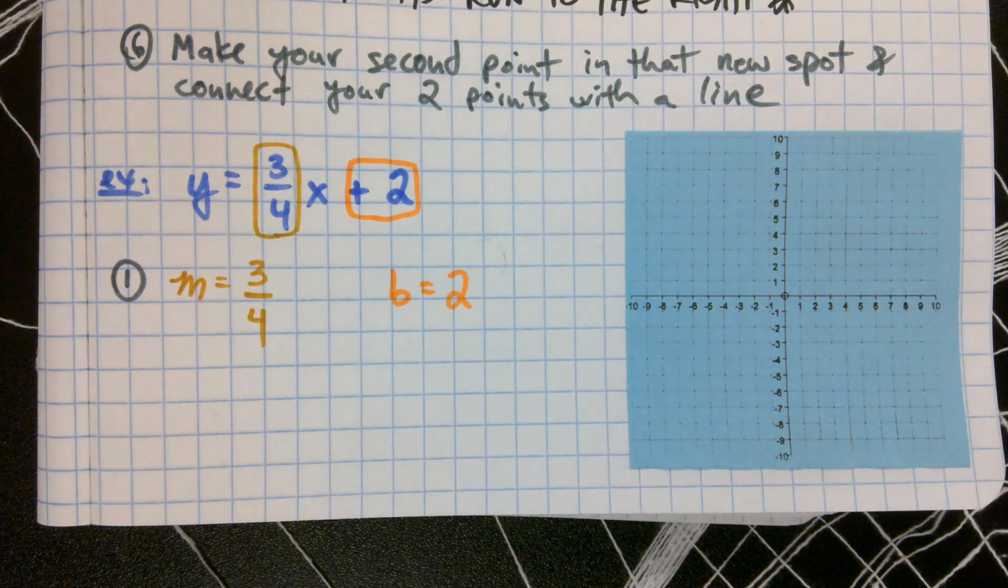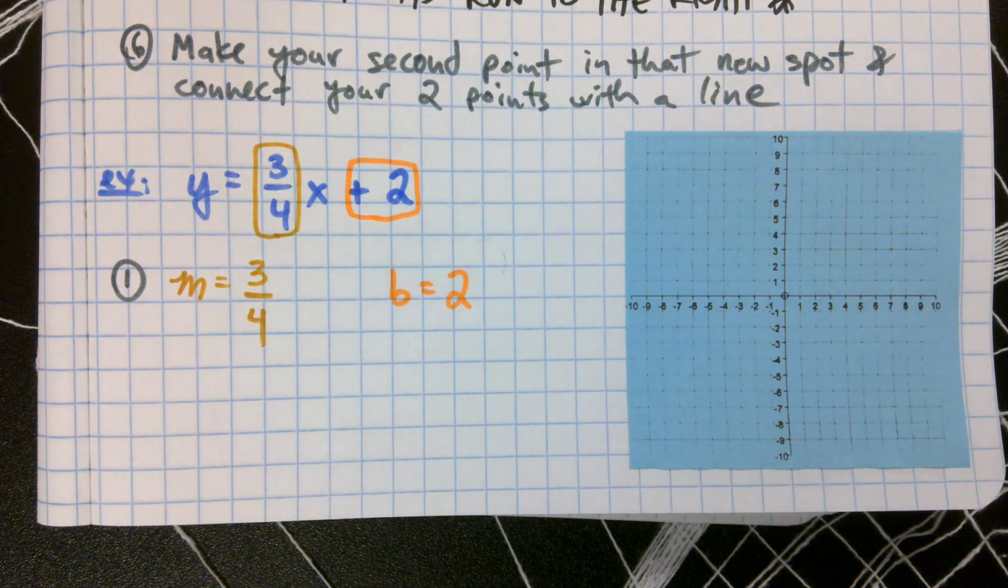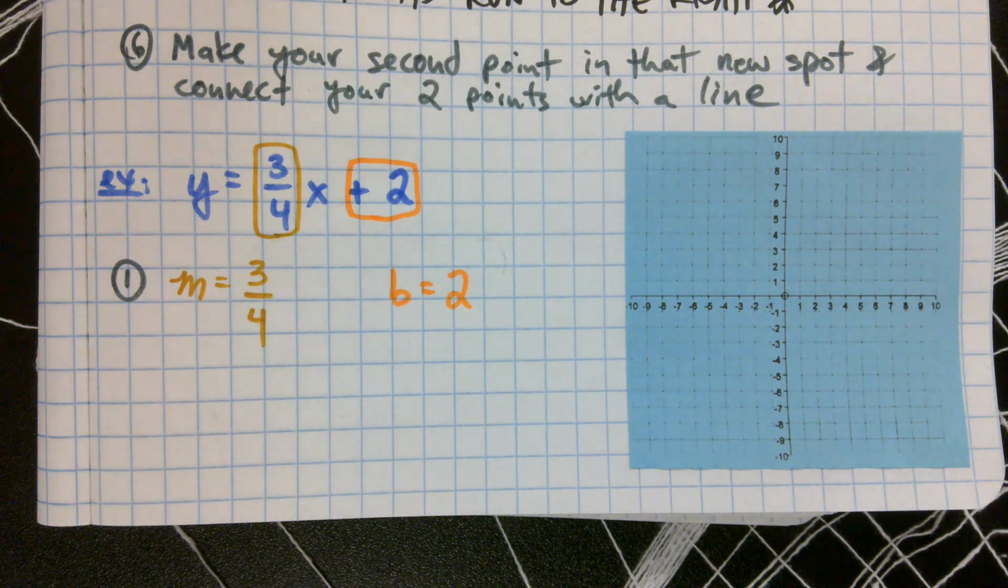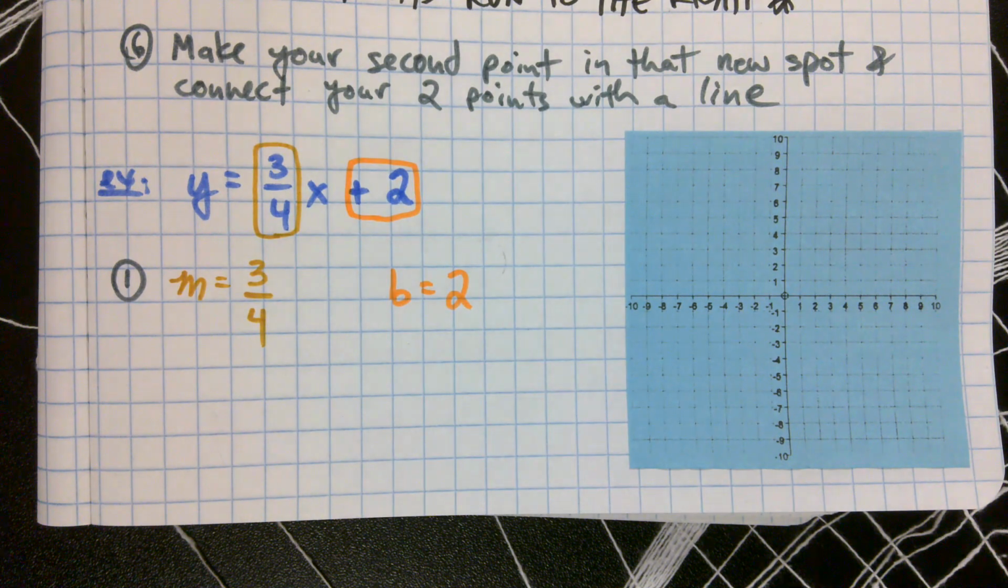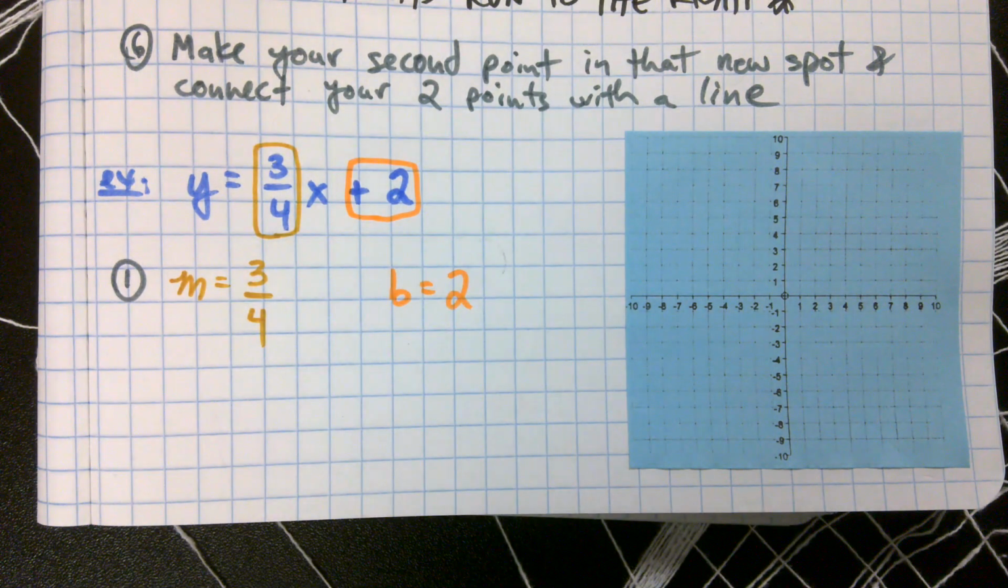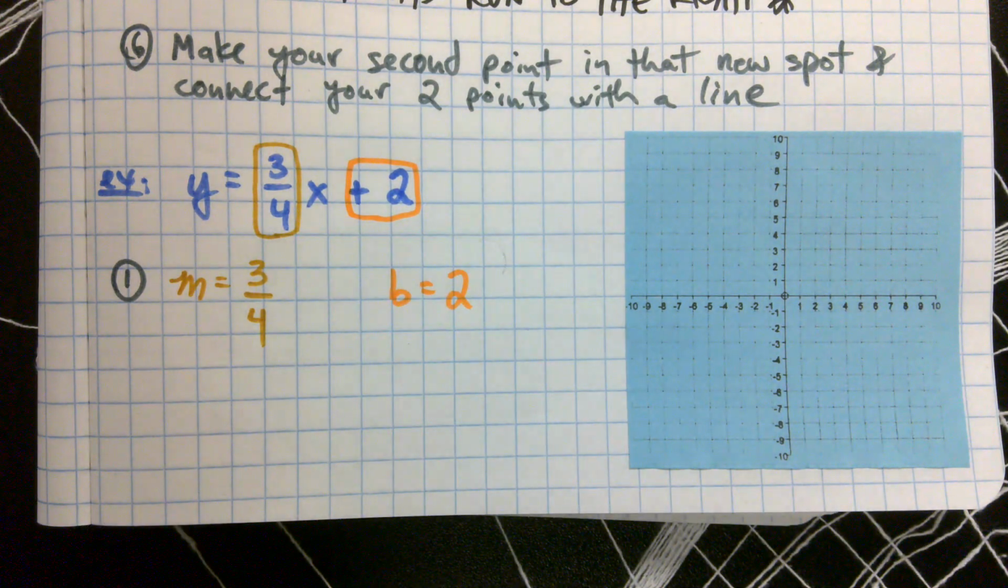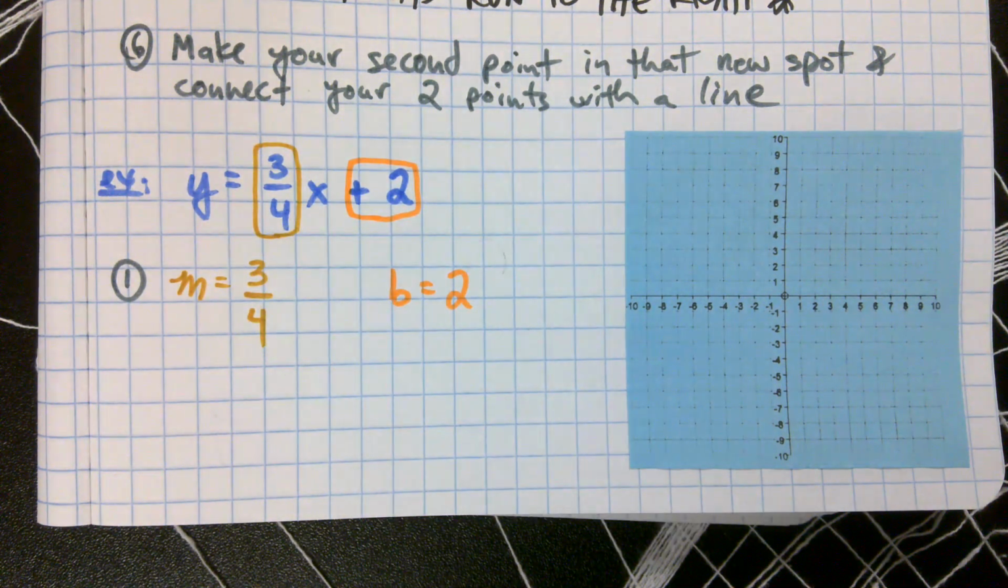My second step is to do what? Turn M into a fraction. Do we need to do step 2 here? No. Why don't we need to do step 2? It's already a fraction. That's right. Step 3 is going to be to do what? Plot the y-intercept on the y-axis.